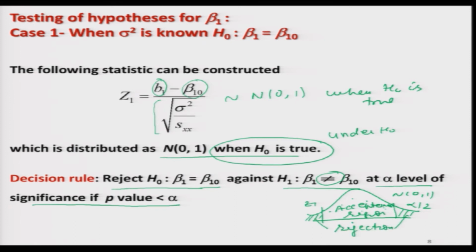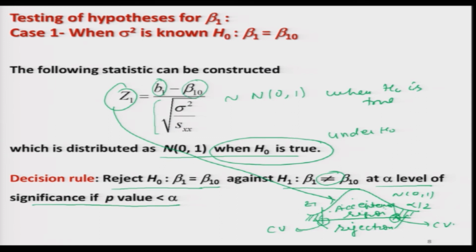So, what do we try to do? We try to find the critical values from the table of normal 0, 1, this one and this one, and we see whether the calculated value of Z 1 lies in the region of acceptance or the region of rejection. Based on that we take a call whether H naught is going to be accepted or not.